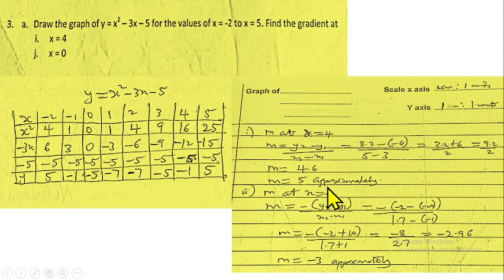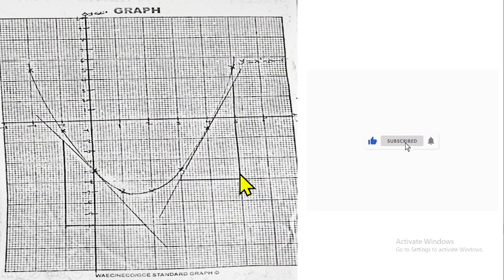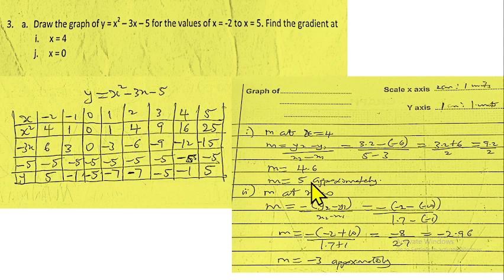for this, you have 3.2 minus open bracket minus 6 over, let's check for s2 and s1. S2 is 5 here, s1 is 3. So you have 5 minus 3, that gives us 2. If you simplify that, that gives us 9.2 over 2. And that should give us 4.6, approximately 5. So the gradient of the curve at s equal to 4 is approximately 5.